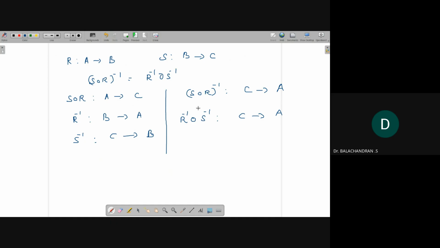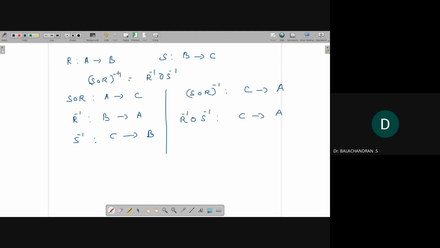This is the right hand side. Both the left hand side and the right hand side are functions, and the domain and the codomain of the left hand side and right hand side are the same. You can check it: C to A, this is also C to A. Now it is meaningful to say both of them are equal.